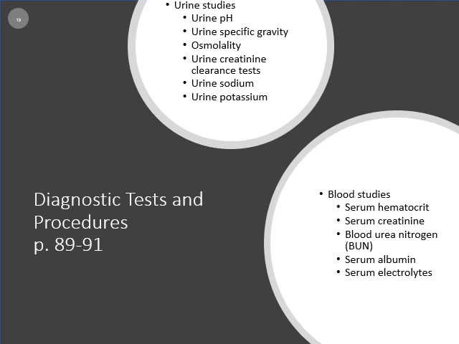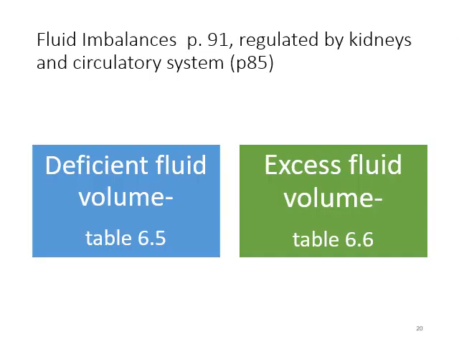So we've talked about some studies, tests, and procedures. So let's talk about fluid imbalances. On page 85, if you went back to page 85, there's something important right under regulatory mechanisms. It says that kidneys and circulatory system are influenced by the sympathetic nervous system, but they regulate fluid balance.